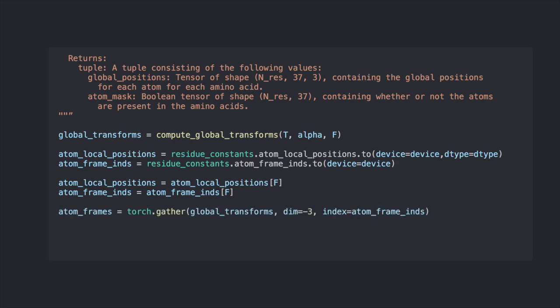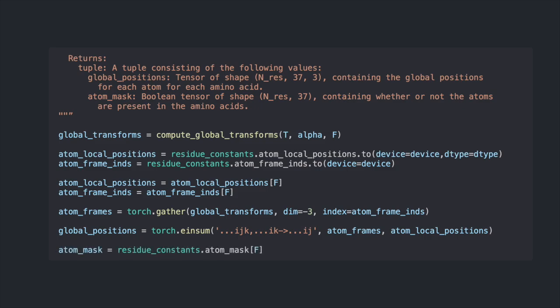Using homogeneous coordinates, we can apply the transforms to the atom positions by batch matrix vector multiplication, which is done here using torch.einsum. Note that we left out the steps for padding with 1 and removing it afterwards, to promote the positions to homogeneous coordinates and back. Last, we can select the atom mask from the per amino acid atom mask using the label vector.